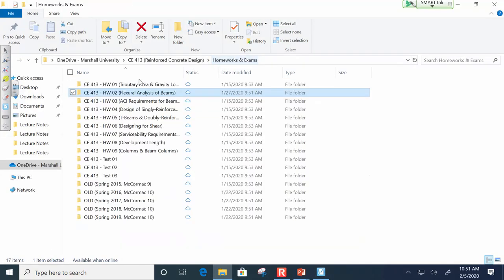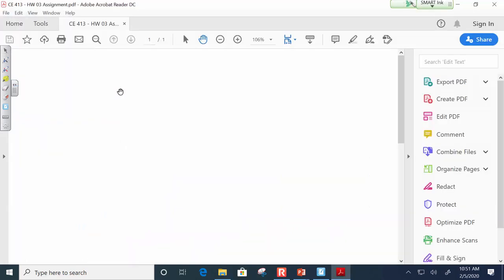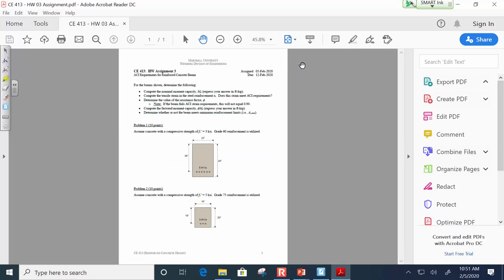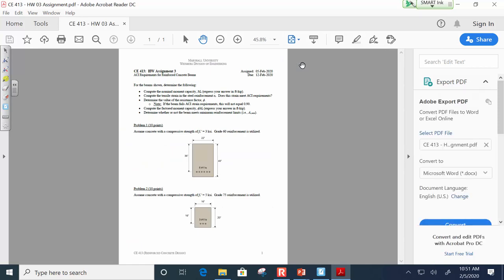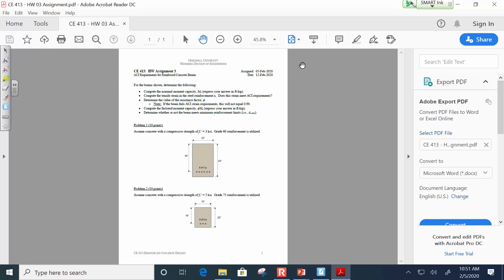All right, one final thing, and then we'll call it. I want to explain homework three. So here's the homework. What I've given you is two beams, this beam and this beam. This is actually from the last homework, problem four. For each of those beams, I want you to do five things.